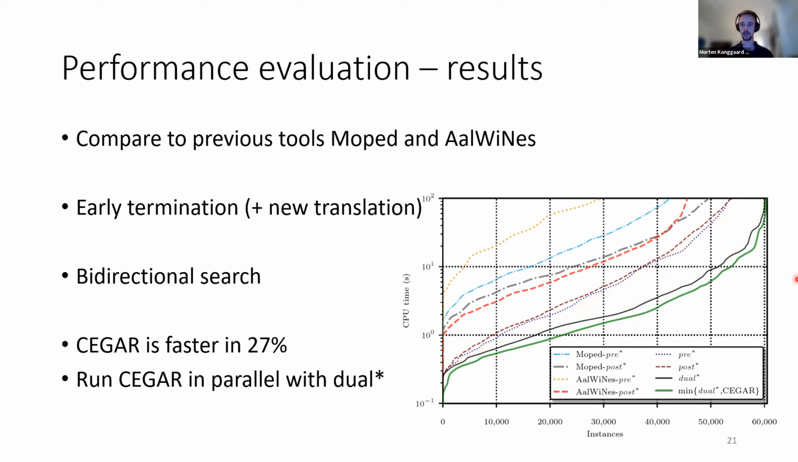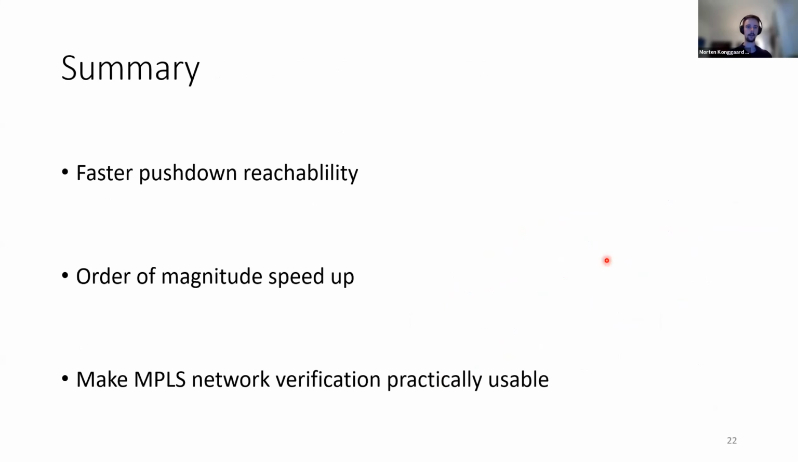Finally, the green line. So Segar turned out to be faster in 27% of the cases, but in other cases it was a lot slower due to having to repeat this refinement too many times. So we proposed to run Segar in parallel with dual and then take the fastest, and this gives us another bit of improvement here. So all in all, this is about an order of magnitude improvement to the prior state of the art.